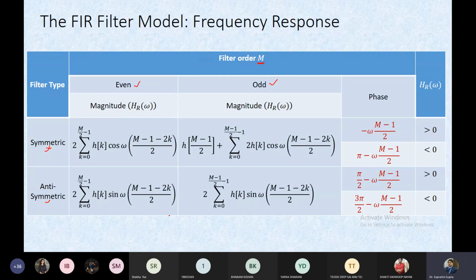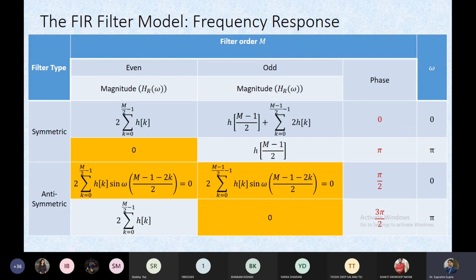So I will suggest that you derive all these expressions by yourself, at least those which are available in the book, but do it on pen and paper to embed these things in your mind. And then phase will be like this, and you can see these are all linear with respect to the frequency. Okay, and then what we can find, we'll just place a 0 frequency.